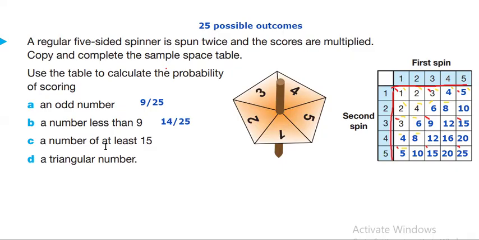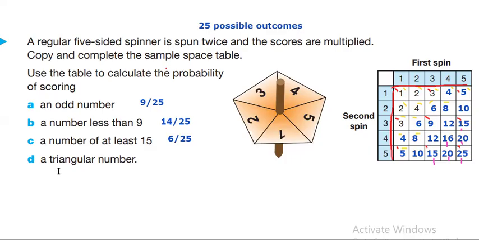Now, a number of at least 15. It means count 15 and above. So let's count them here. So we have 1, 2, 3, 4, 5, 6. So we have 6 numbers which are at least 15. So 6 numbers, it means 6 over 25.